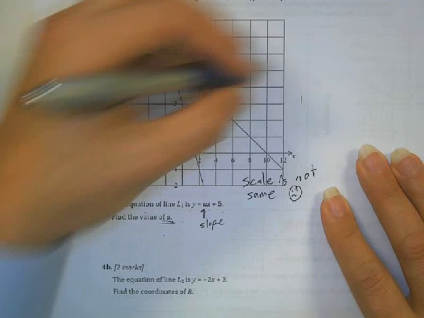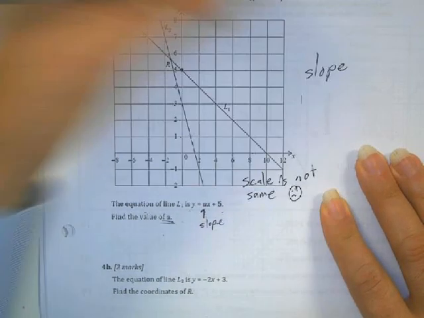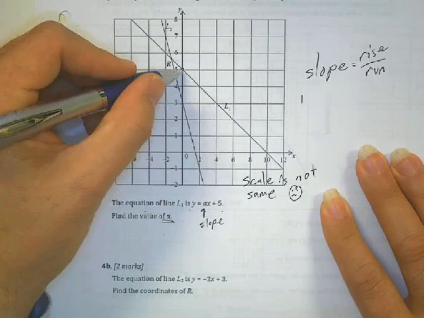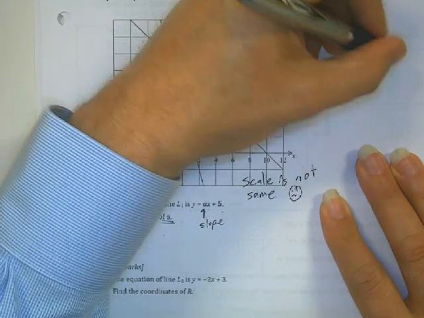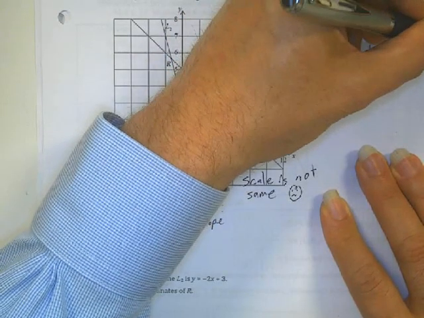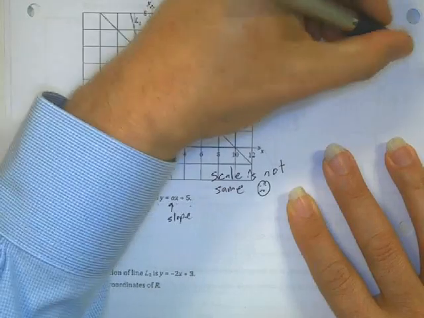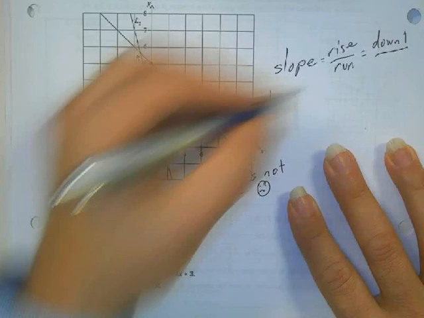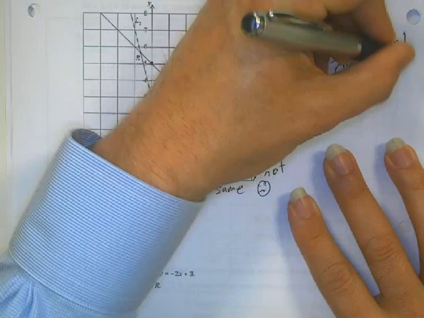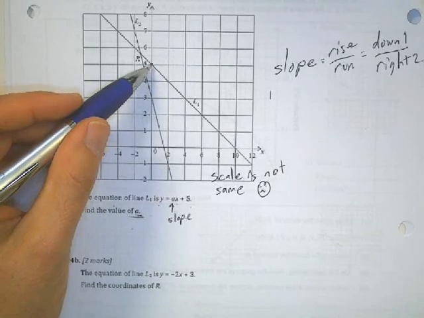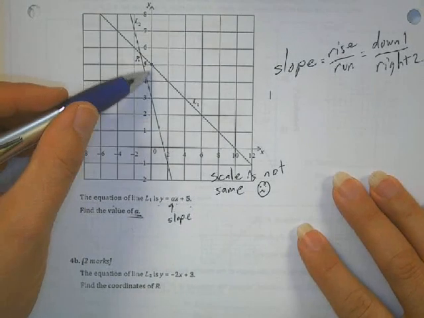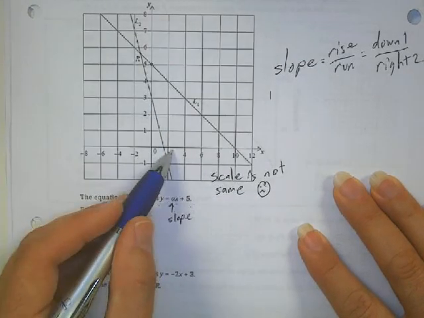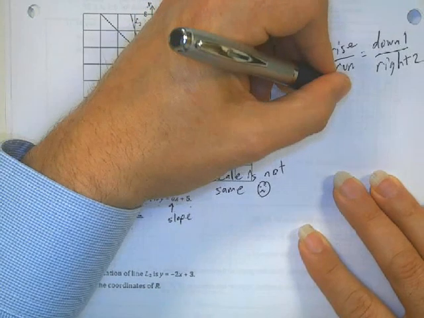Remember, slope is rise over run. It goes down 1, and it goes down 1 and over 2. You may want to hit pause and rewind if this is unclear. It goes down 1, like from 5 to 4, and it goes over one line here, and going over one line is from 0 to 2. So my slope is -1/2.